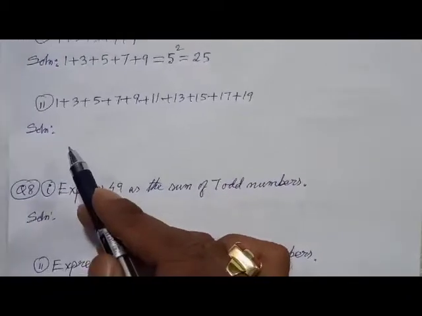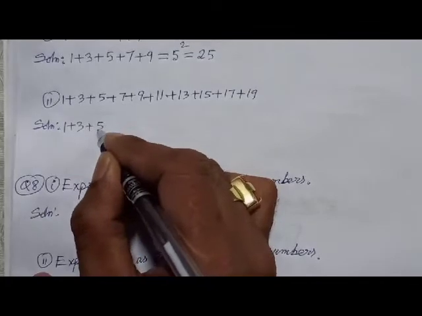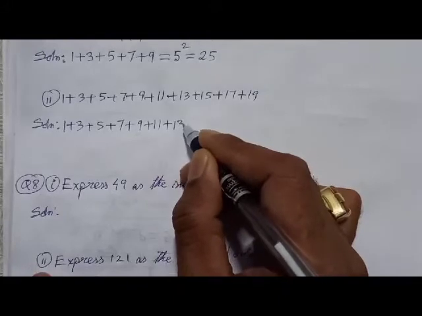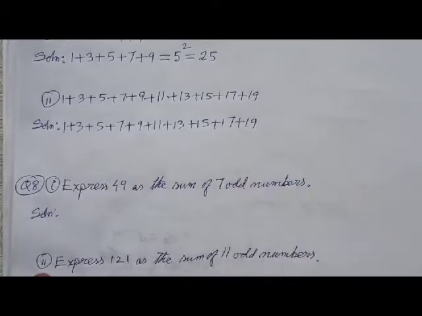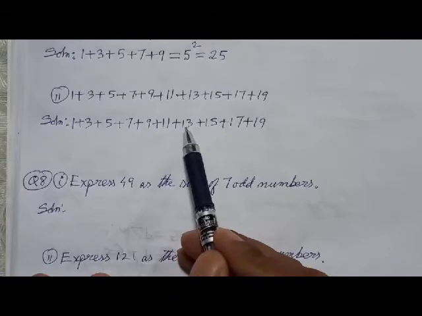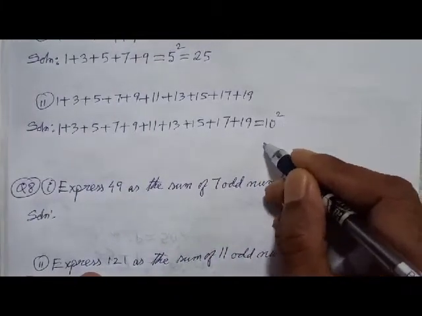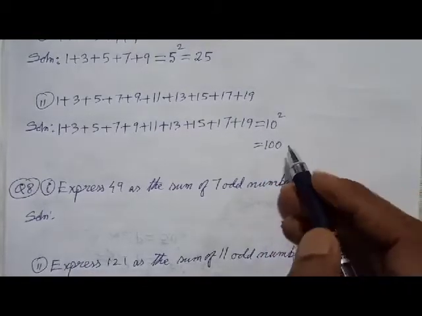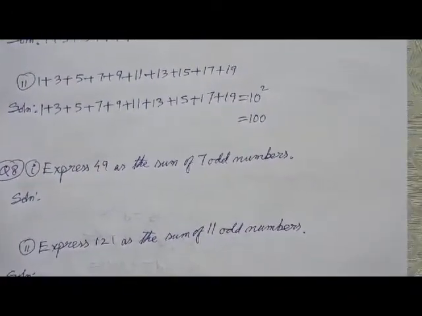Then next, Roman number 2. This is also the same. 1 plus 3 plus 5 plus 7 plus 9 plus 11 plus 13 plus 15 plus 17 plus 19. Here, let's count how many odd numbers there are. 1, 2, 3, 4, 5, 6, 7, 8, 9, 10. There are 10 odd numbers. And this will be equal to 10 square. 10 square is 10 into 10, that is 100. And this is the answer. Next, Roman number 3 is the same, so you practice Roman number 3.